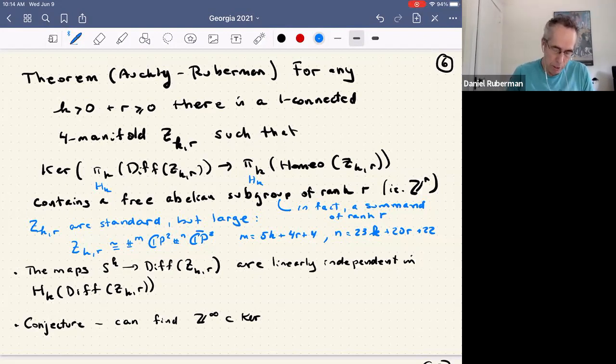In fact, there's a reasonable conjecture that instead of finding a subgroup of rank R, so for any given R, you can find some manifold with this Z to the R summand or Z to the R subgroup, I would conjecture that you should be able to find a free abelian group of infinite rank as a subgroup of the kernel, or maybe as a summand of the kernel, either in homology and homotopy.